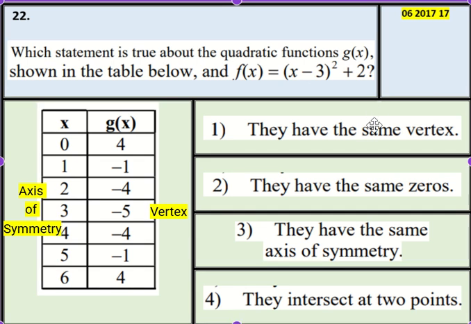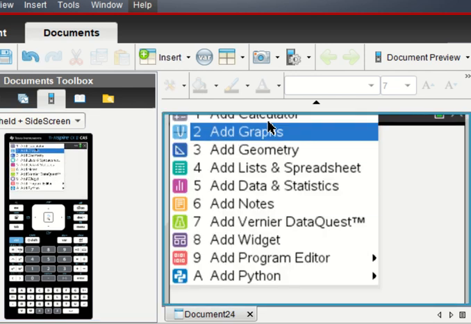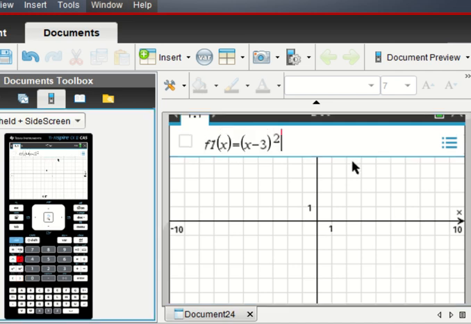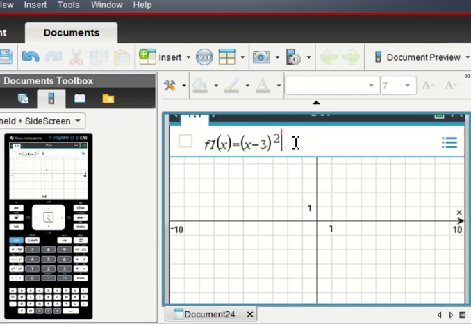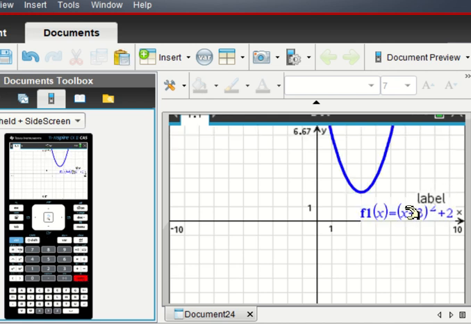So let's graph f of x and compare what we know. Home screen, new doc, say no to save, and add a graph page. So the quantity x minus 3, squared, plus 2. Make sure, no matter how you get that squared, when you put the plus 2, you have to be back at the baseline, because if you don't, you're going to add 2 to your exponent, and it's going to change your function completely. So this is our graph.